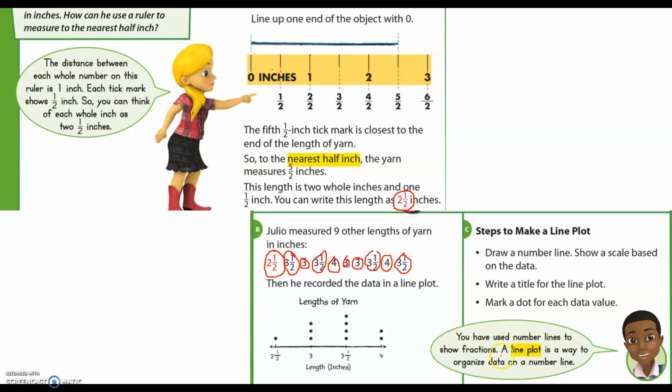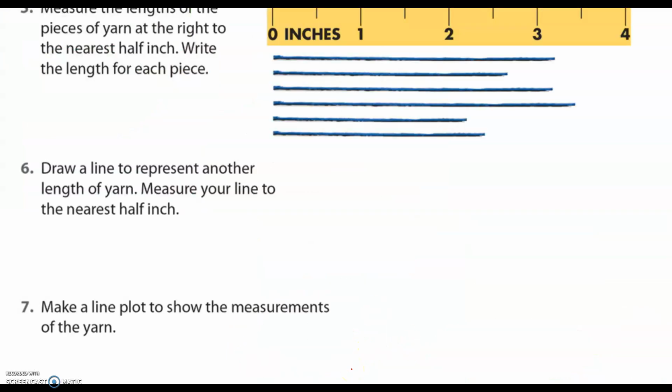You've used number lines to show fractions. A line plot is a way to organize data on a number line. I bet you didn't know number lines could be used for so many things. Let's try number 5 together. Measure the lengths of the pieces of yarn at the right to the nearest ½ inch. Write the length for each piece. I want you to notice that all of them start at the 0. When you're measuring, you always want to start at the 0.